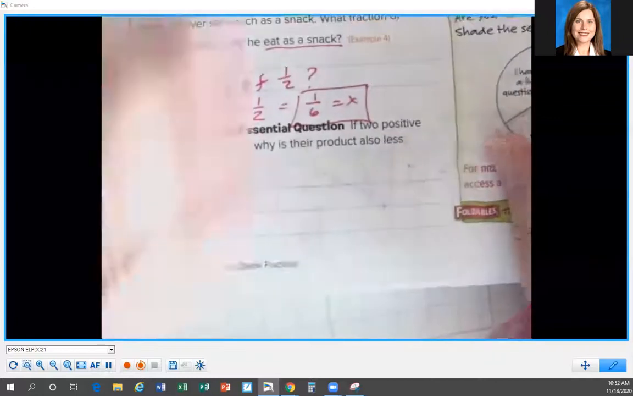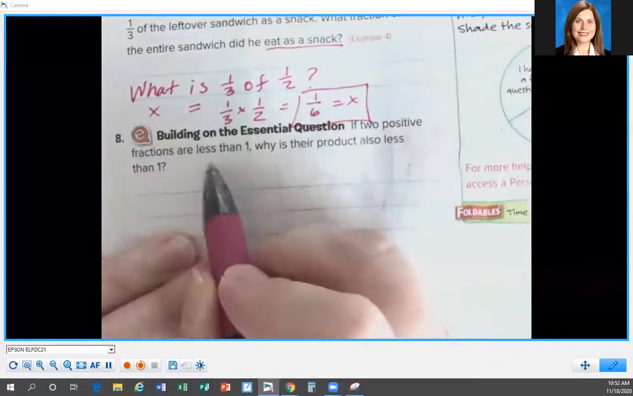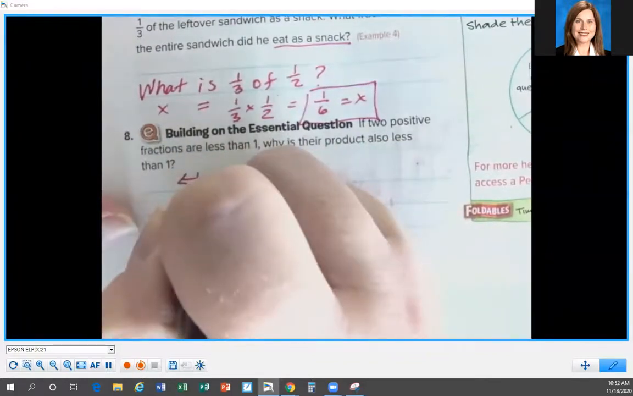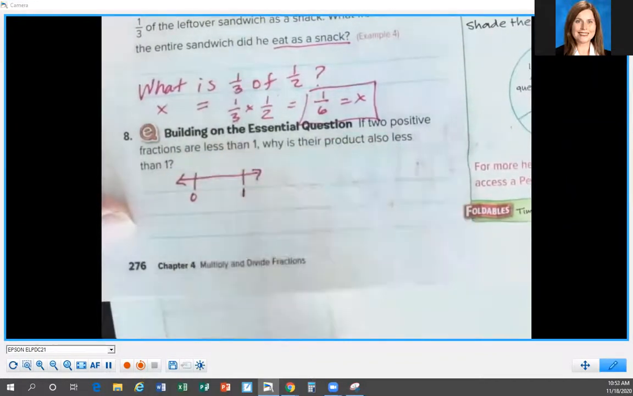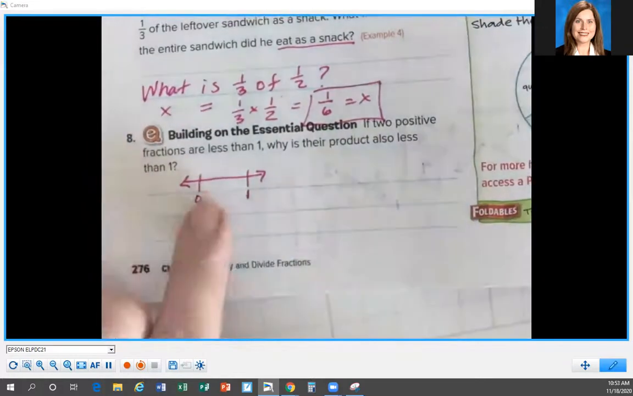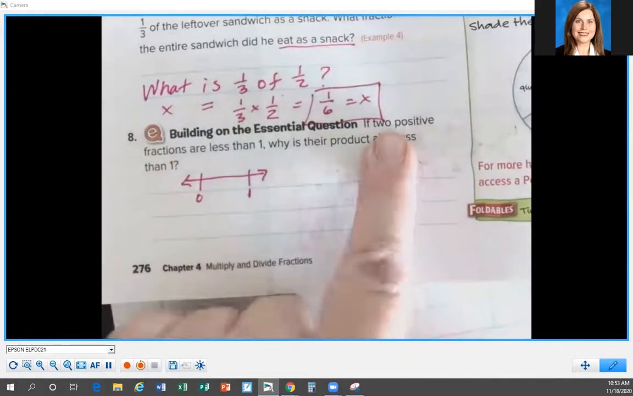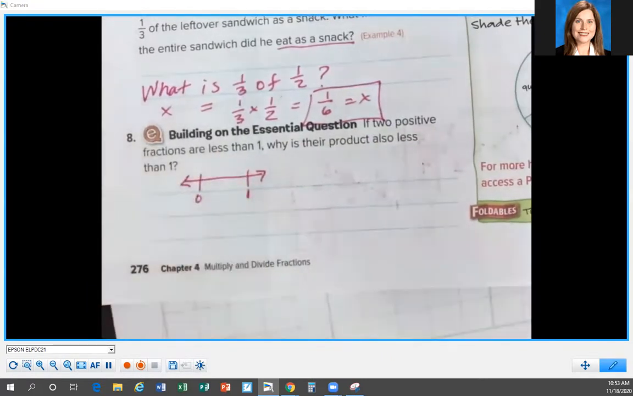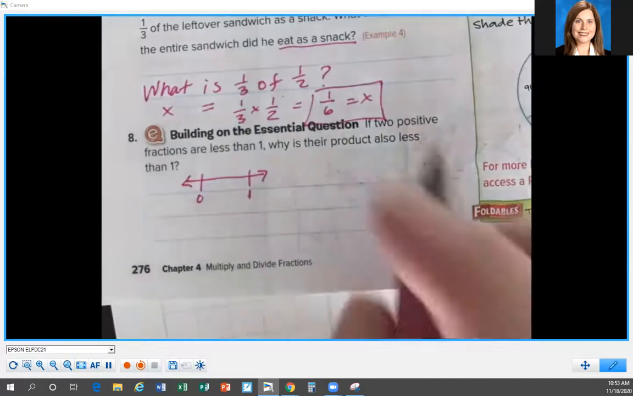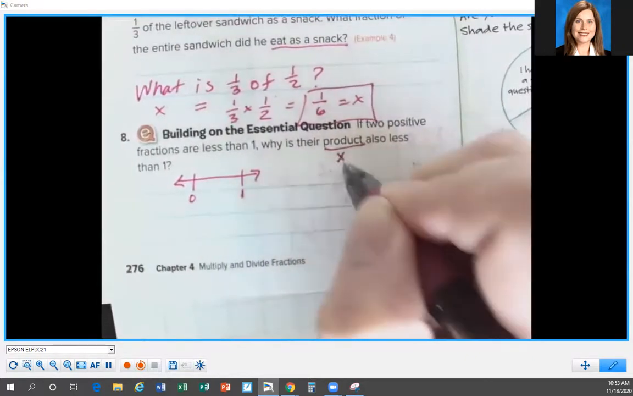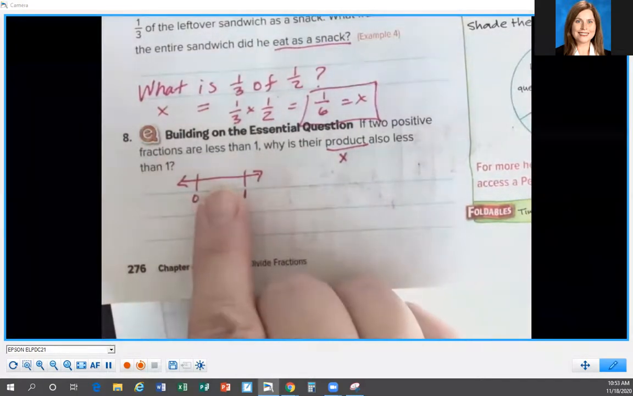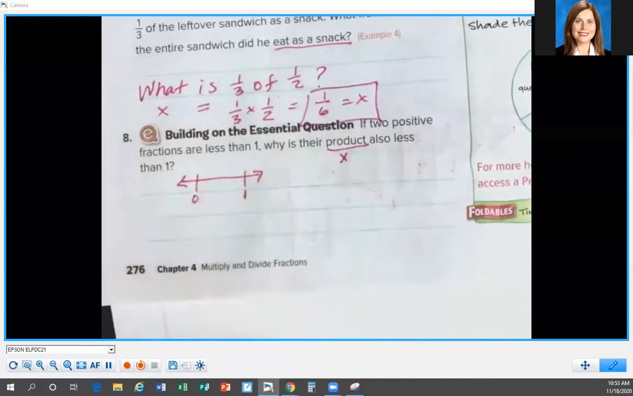Okay, so here's our essential question. If 2 positive fractions are less than 1. So think of your number line. Here's 0, and here's 1. If 2 positive fractions, so they're positive, which means they're greater than 0, and they're less than 1, so they're somewhere in that area between 0 and 1. Why is the product, remember product is the answer to a multiplication problem, also less than 1? Because you're taking a part of something that's already less than 1, okay?